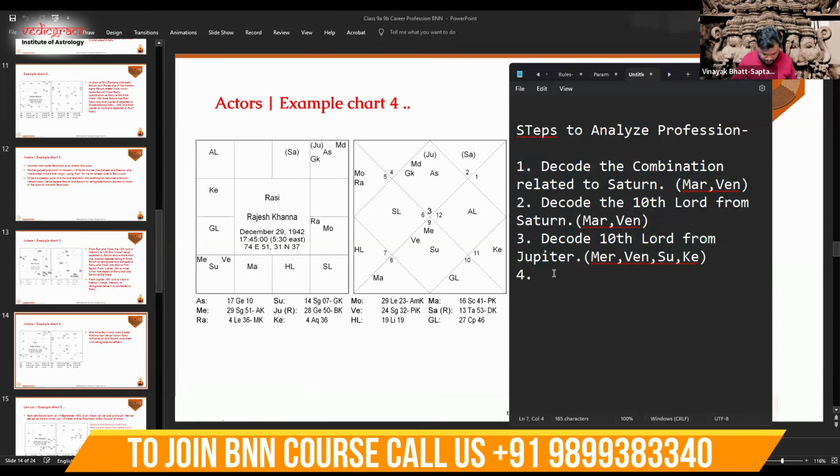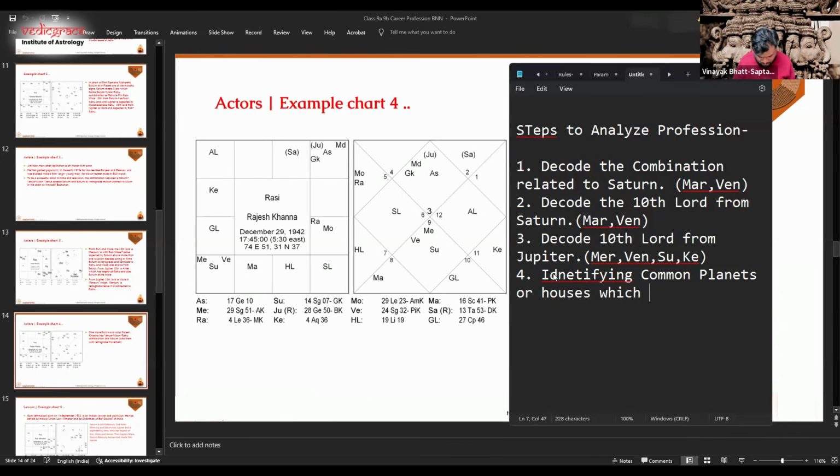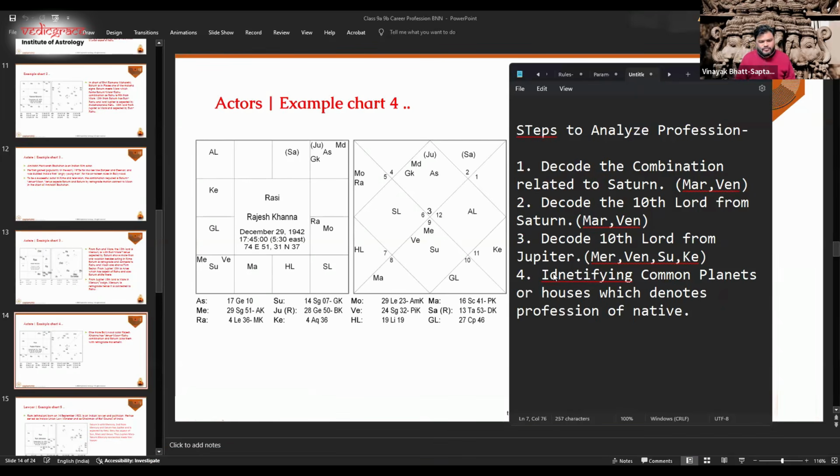Then the fourth step is identifying common planets or houses which denote profession of the native. Only we have this fourth step. After the fourth step, you can add any spices to it. With other planets, who is surrounded by those planets and all these things, we can add it to give more preciseness in our prediction.